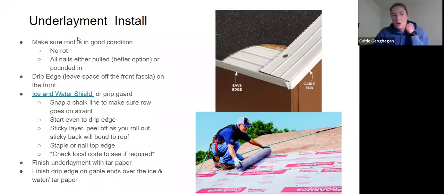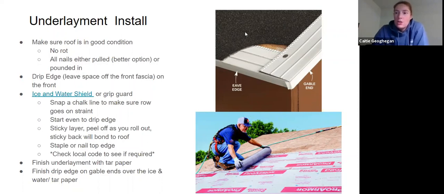And this, I'm assuming if we're installing our underlayment that our roof is in good condition. So we don't have a bunch of rotten spots. We also want to get all of the nails pulled out. So those are, you know, all those punctures in the roof. We don't want a bunch of nails sticking through that aren't doing anything. So at the very least, we need to pound them in to make sure our shingles go down nice and flat.